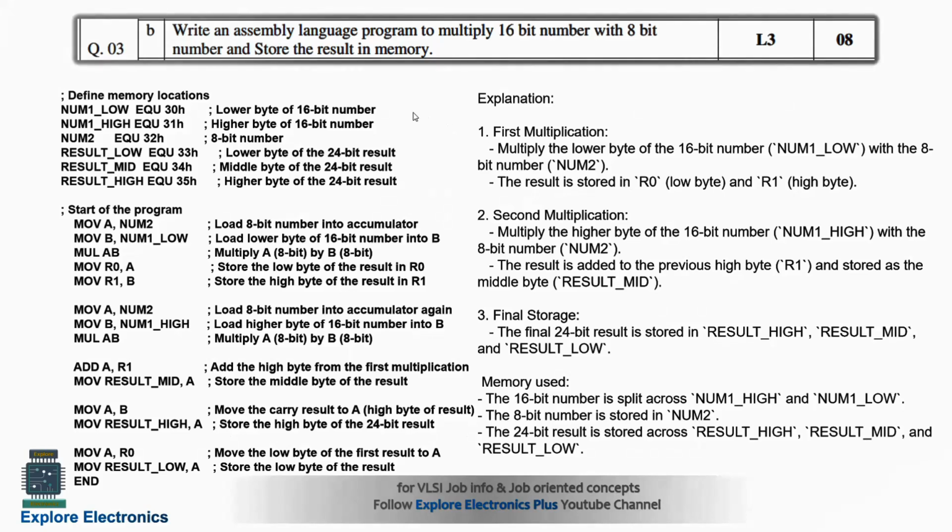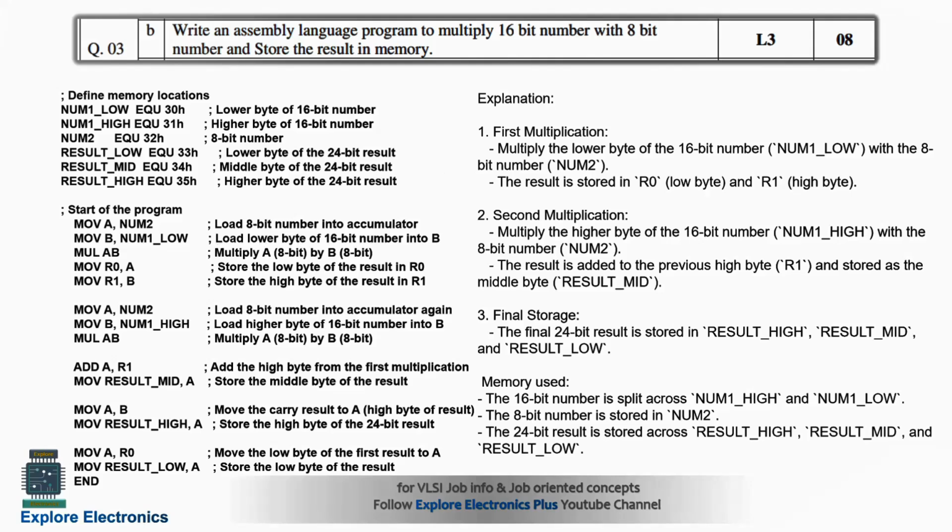You can take the 16-bit number and 8-bit number directly, or you can use memory locations like this for storing those numbers also. So the lower byte of the 16-bit number, the higher byte of the 16-bit number and the 8-bit number are taken into 3 memory locations defined over here. Num1 high, low indicate the higher byte and the lower byte of the first 16-bit number. It will be multiplied with the 8-bit number that will be taken as num2. And the results, you can see result low, result mid, result high, will be stored in 33H, 34H and 35H of the memory. Now you need to write the program.